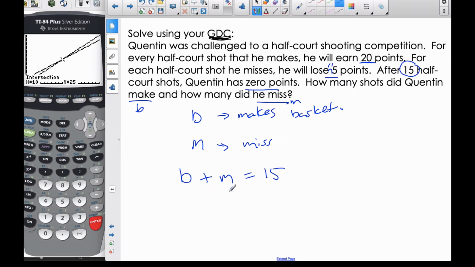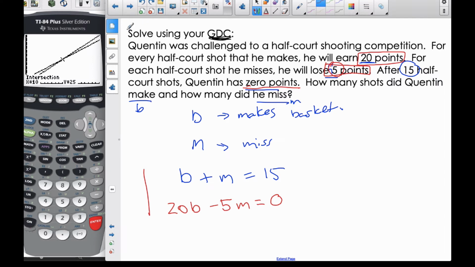Now, the other part is that there's a different scoring system. Some add points, so he's getting positive points, and another loses points, so that's negative. If I make a basket, I get 20 points. For every one basket you get 20 points; if you make two, it would be 40. So I'm multiplying a positive 20 by baskets. And then I get minus 5 points when I miss, so that's minus 5 for every miss. Now, what does it equal? He has 0 points. After these 15 shots, he ends up with nothing. So here are my simultaneous equations.